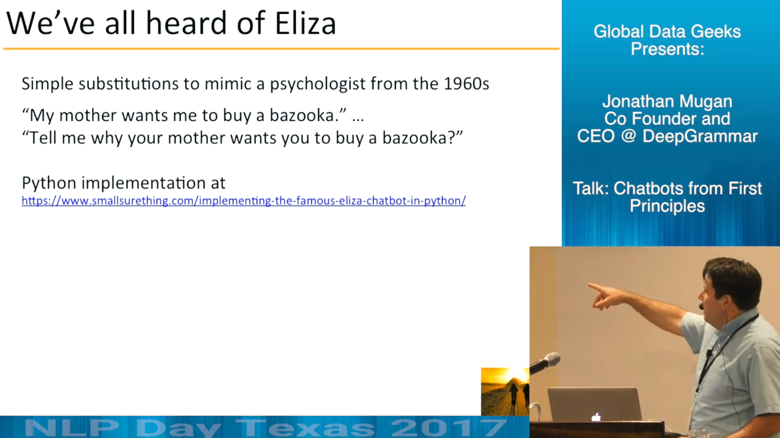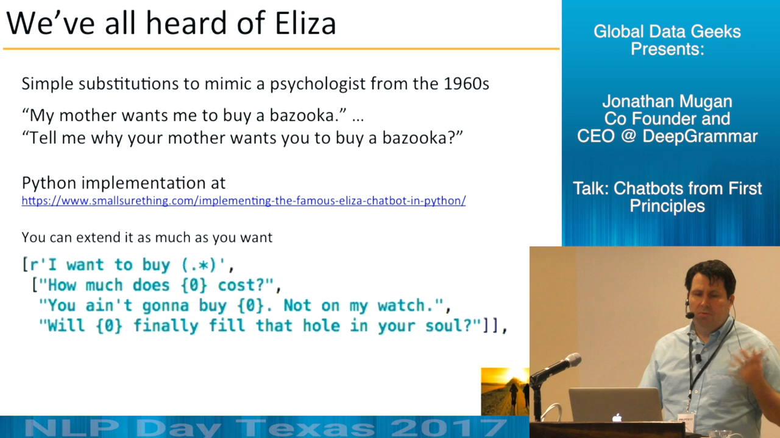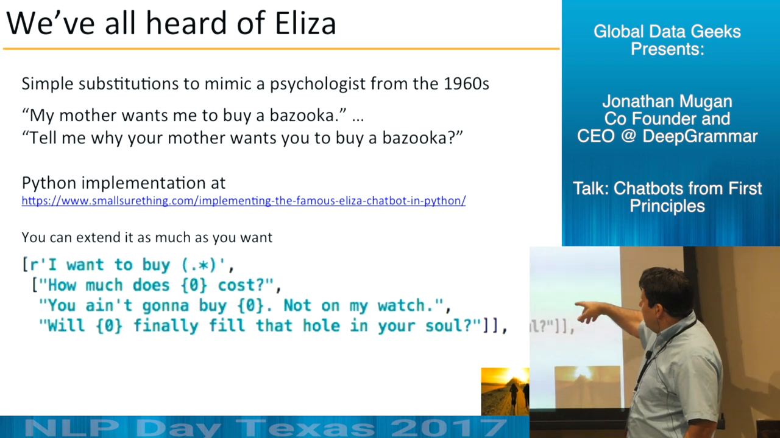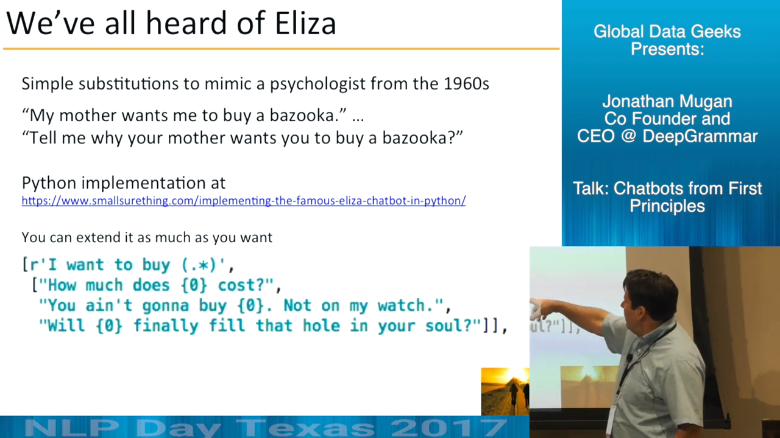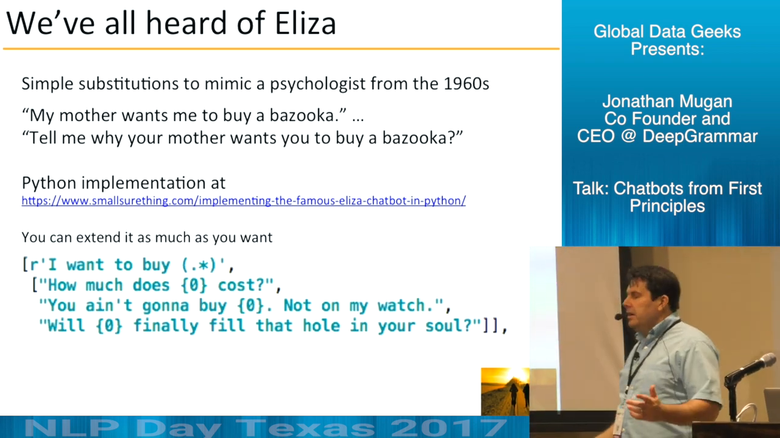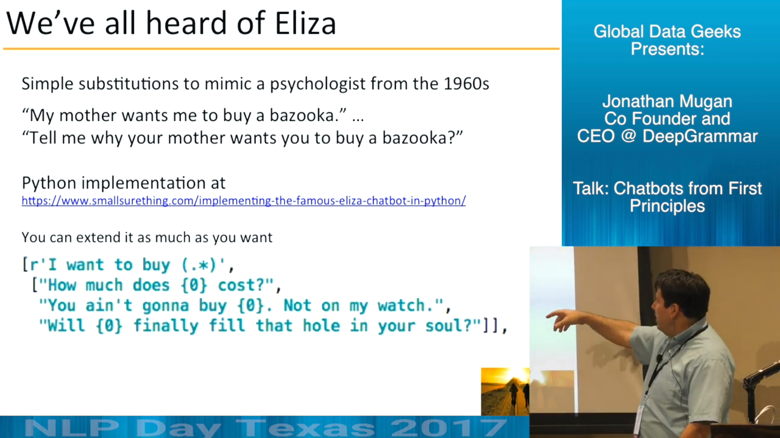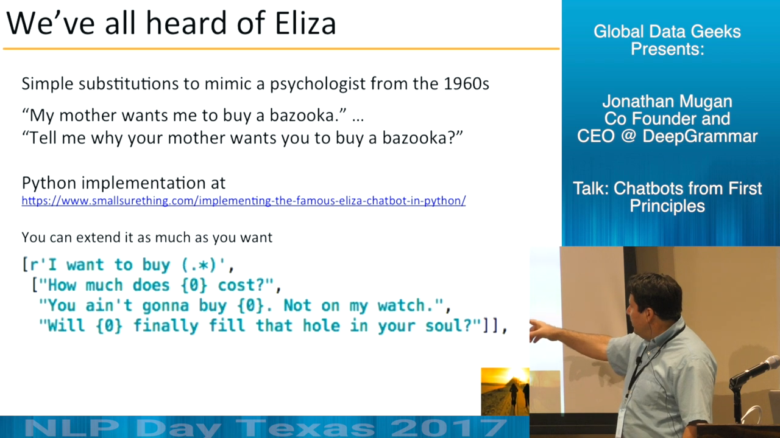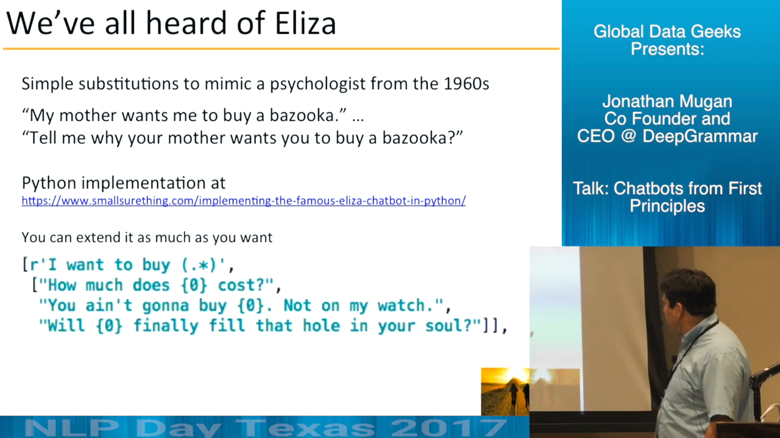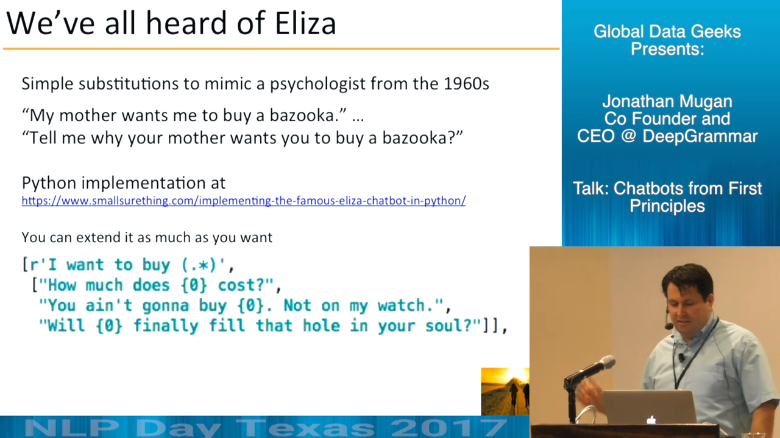So you have a Python implementation of Eliza if you want to try it out, and you can add your own pattern. So I type this one in: I want to buy, and then you use that little symbol. And so anytime anybody says I want to buy, my chatbot's going to respond with one of these three things. If it's I want to buy a taco, how much does a taco cost? Or it may say you ain't going to buy a taco, not on my watch. Or it may say, well, taco finally filled that hole in your soul. And it'd just be completely random. No matter what they say, there's no understanding here.